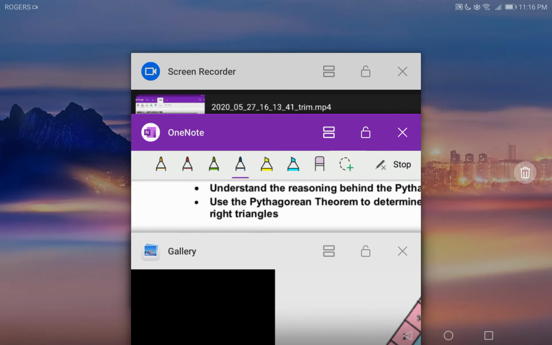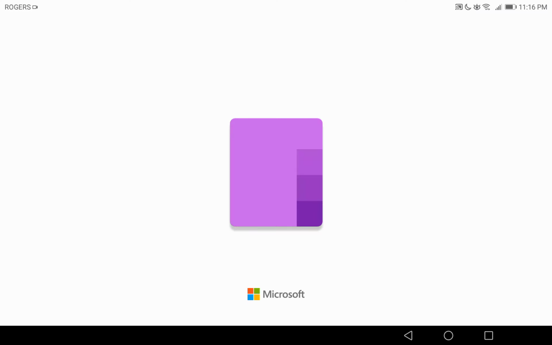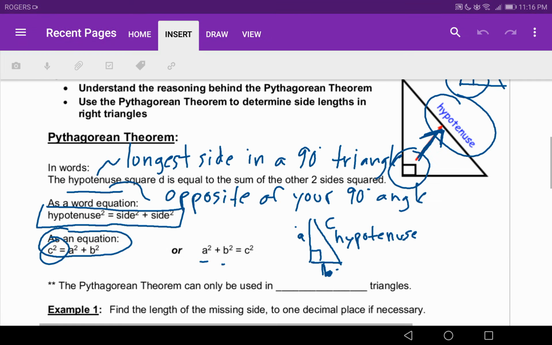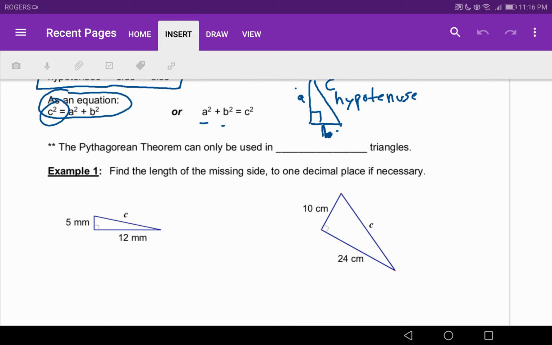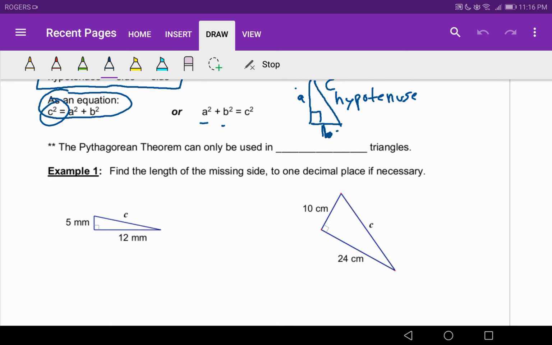Okay, so let's go back to the lesson. Now that you hopefully trust that this formula of C squared equals A squared plus B squared can help us solve for an unknown side length, let's make a quick note here that the Pythagorean theorem can only be used in right angle triangles, and by right angle triangles I mean 90-degree angle. So one of the angles has to be 90 degrees. All right, so let's just get right into an example and I'll show you how to use the formula.